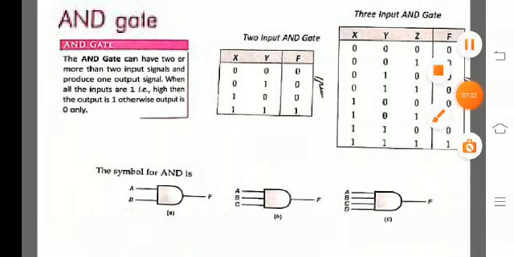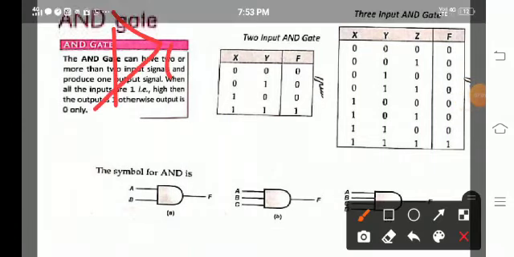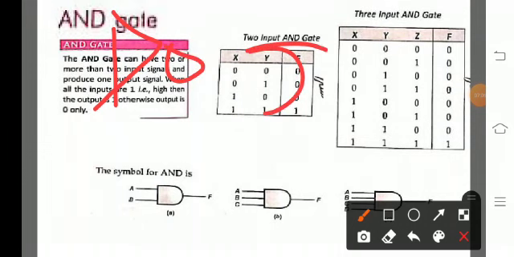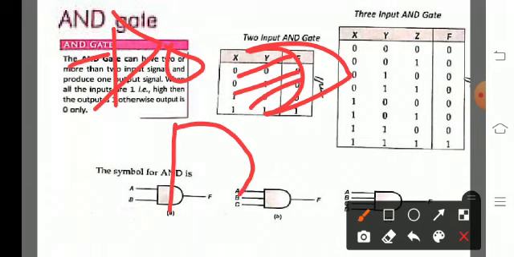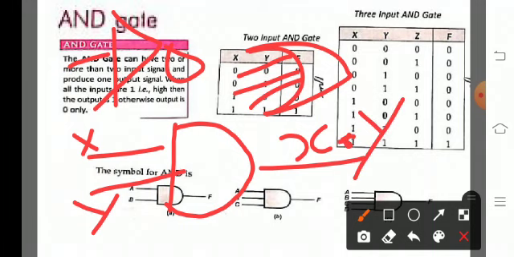Okay. Now the gate symbol: for the OR gate and NOT gate, this is the symbol. For the OR gate, this is the symbol. NOT has only one input, OR has more than one input. Same thing for the AND gate, this is the symbol for the AND gate. Suppose 2 values X and Y, the output will come as X multiplied by Y.